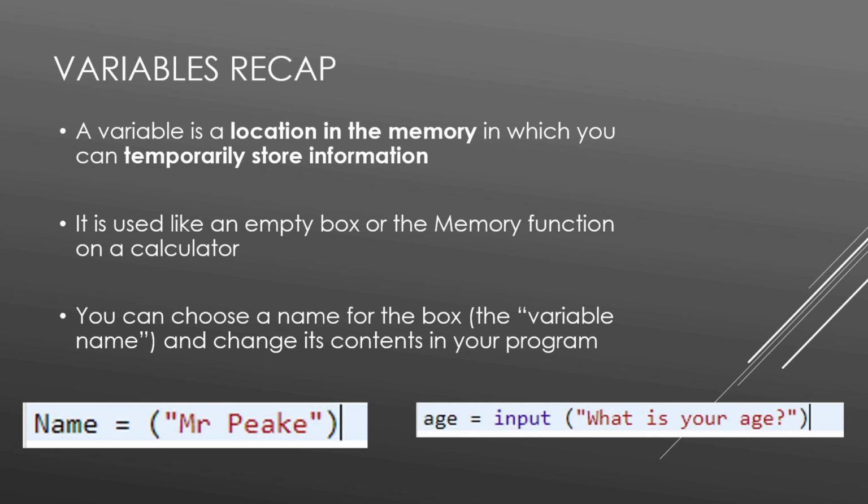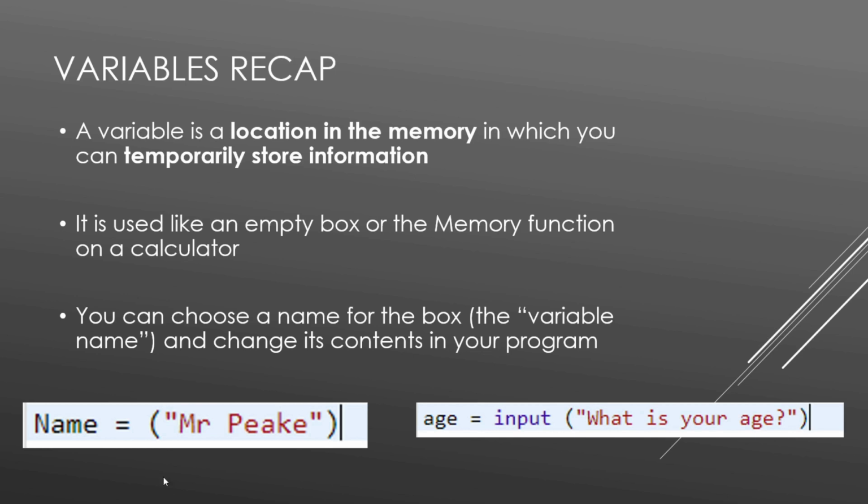So remember, a variable is a location in the memory in which we can temporarily store some information that we can then use. It's like an empty box and you put something inside of it and then you've written a name on that box. We could choose a name for that variable. And remember, there are rules when we name variables, so the name of the variable has to correlate or have something to do with the information we're storing inside of it.